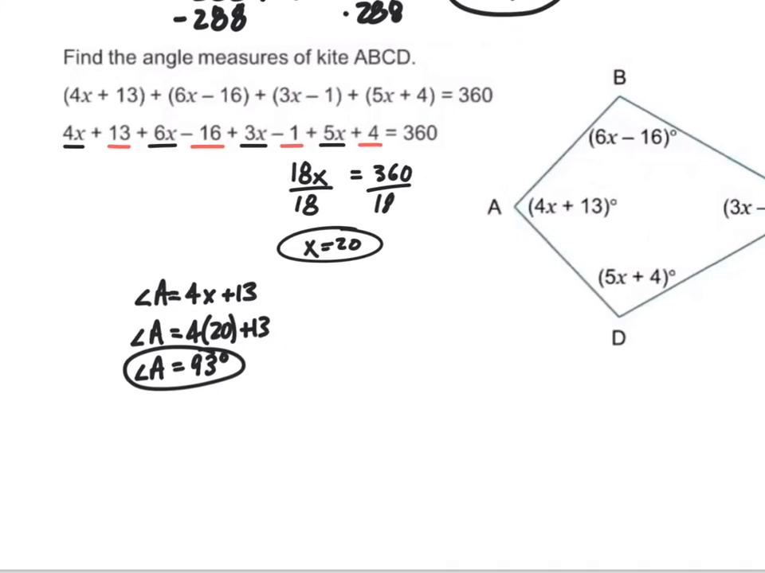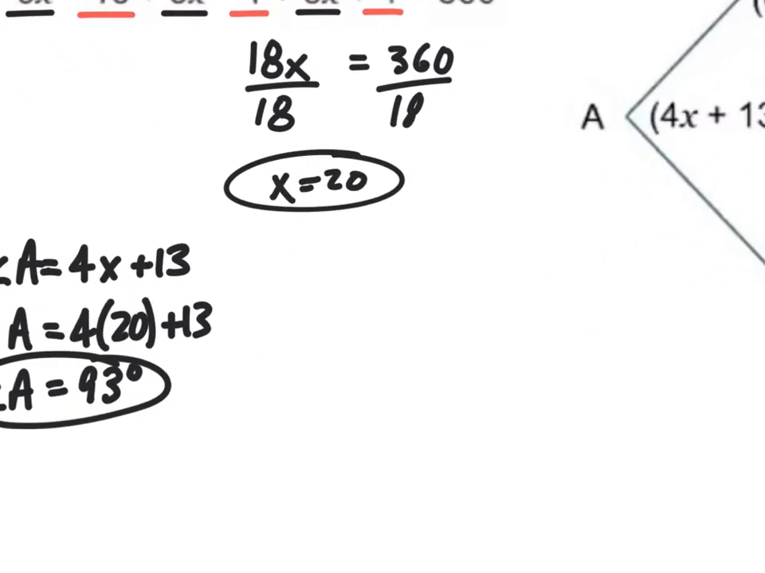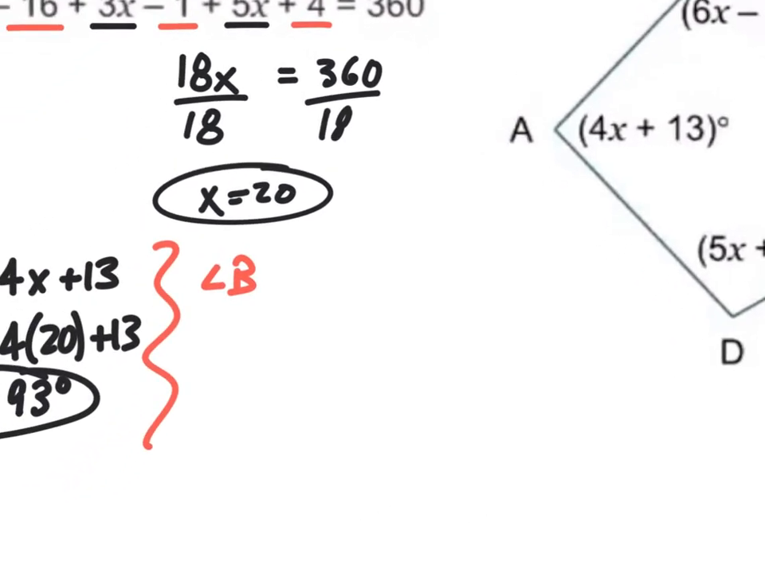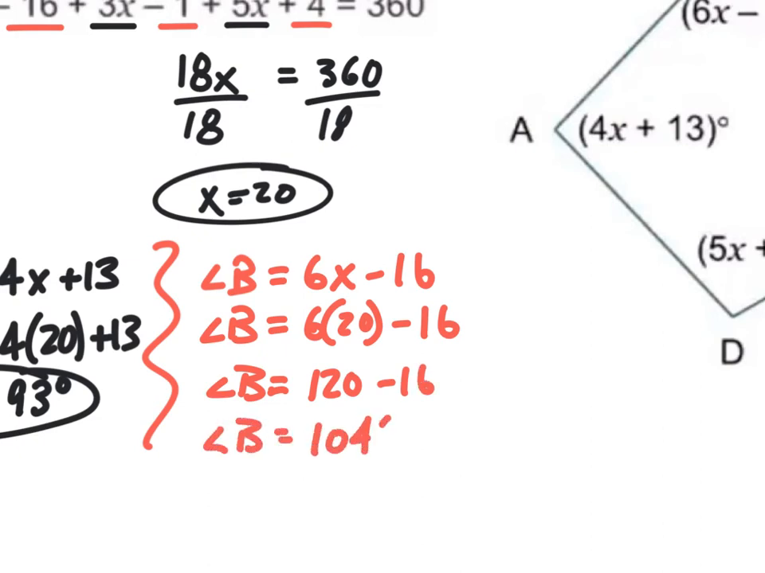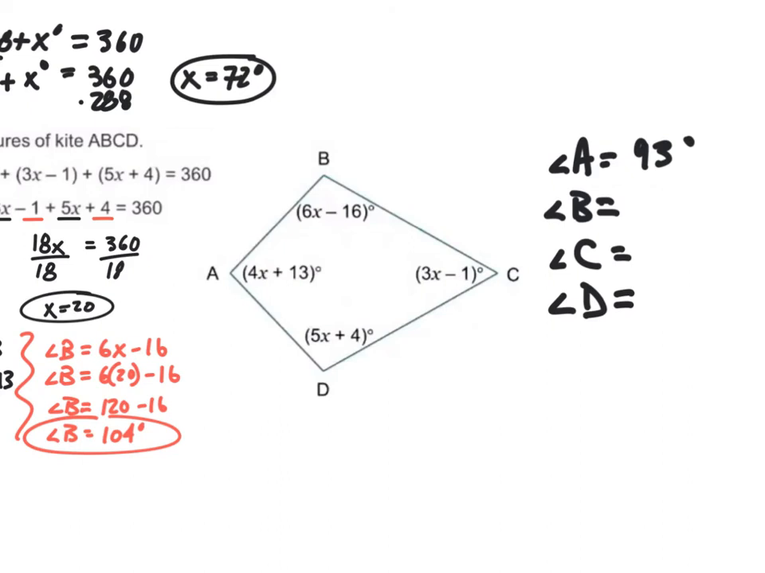All right, now let's take a look at angle B. I'm going to use a different color for that. Angle B is 6x minus 16. So let's plug in 20 for x. I've got 6 times 20 minus 16. 6 times 20 is going to give us 120. And then if we subtract off 16, angle B is 104 degrees. Now let's come back over here and write in that angle B is 104 degrees.